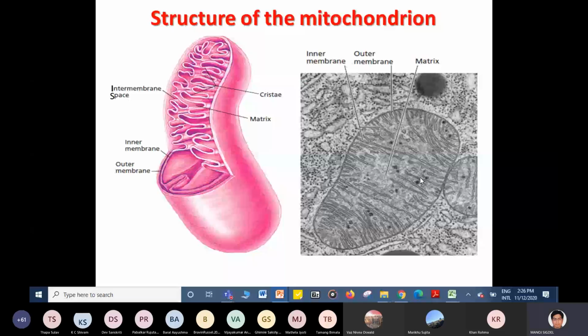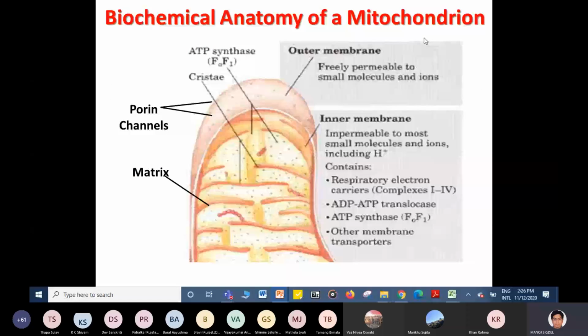Okay, biochemical anatomy of the mitochondria. Outer membrane and the inner membrane. We have already said, and in this there are certain porin channels. This outer membrane is freely permeable to small molecules and ions, whereas the inner membrane is not that permeable. It is impermeable to most small molecules and ions, including hydrogen ions.